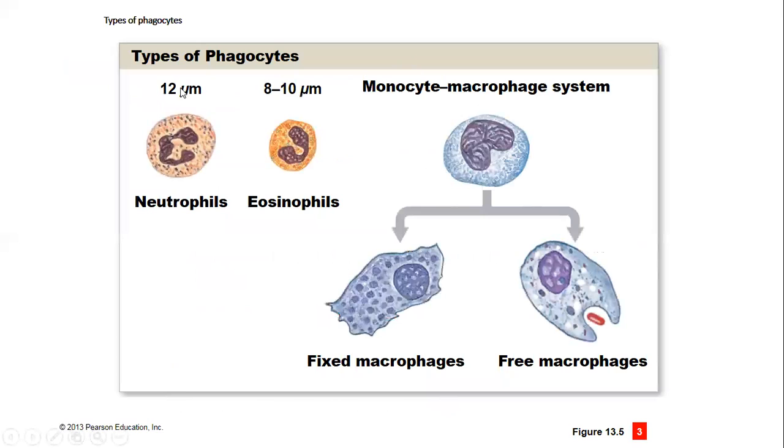So here's neutrophils, big white blood cells with a multi-lobed nucleus and granules. An eosinophil, the granules stain that reddish orange color. And then monocytes that differentiate into macrophages that can engulf. This is a macrophage engulfing a bacterium.